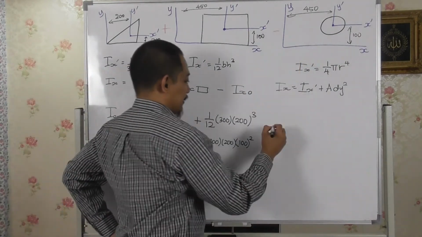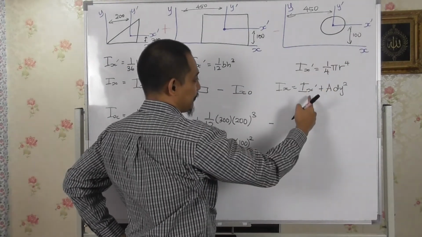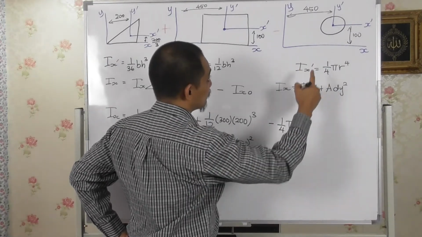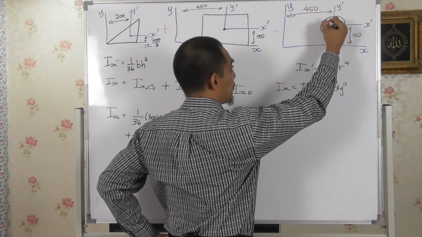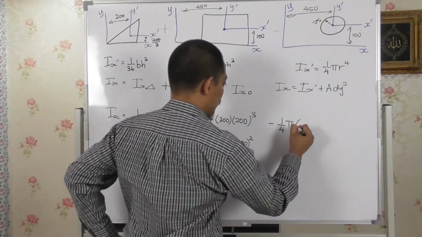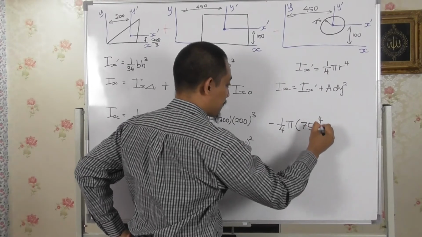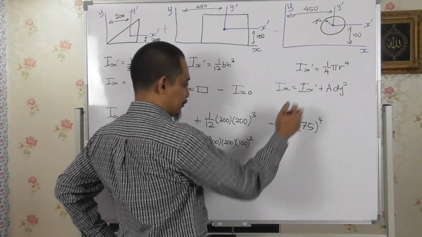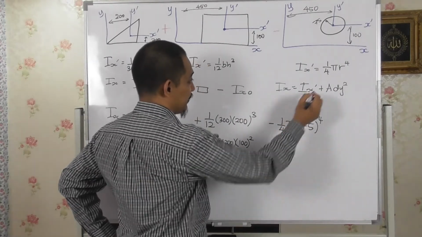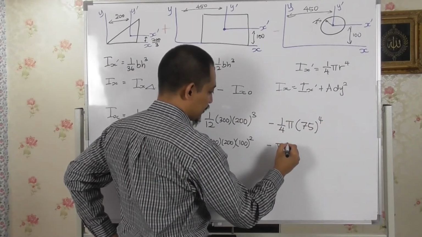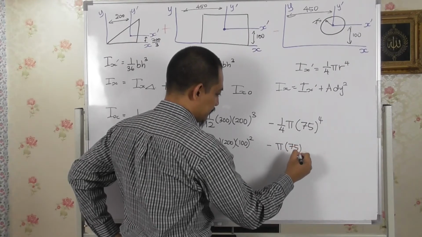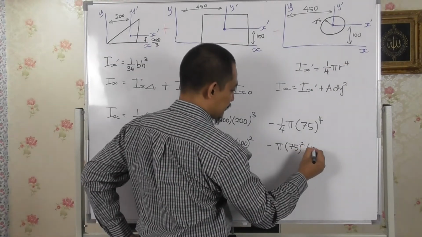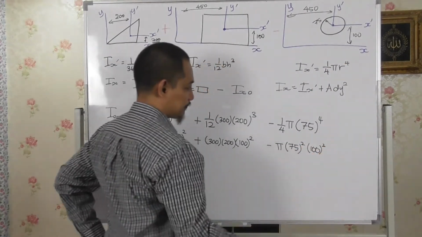Now it is minus. So minus Ix prime, which is 1 over 4 pi r to the power of 4. In this case, what is r? 75. So times 75 to the power of 4. Because it's minus outside, it's also minus here, A dy squared. So pi r squared, so 75 squared, and then dy squared, dy is 100, so we have 100 squared.